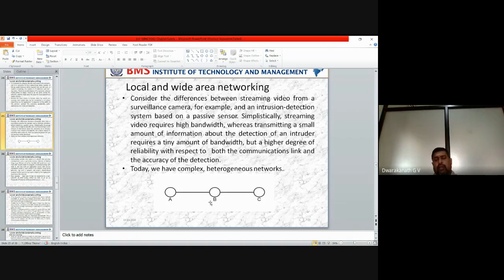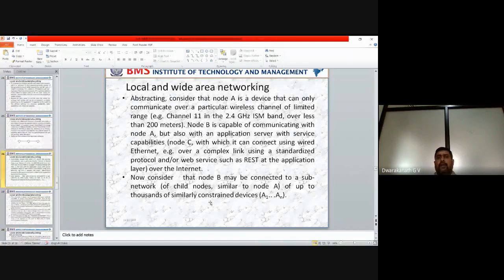So coming to these constraints on networks, abstracting, consider that node A is a device that can only communicate over a particular wireless channel of limited range. There is a restriction. Node A will always work with only this particular channel. Example, channel number 11 in the 2.4 gigahertz ISM band over less than 200 meters. It will work. Means node A can communicate only within a range of 200 meters, in the 2.4 gigahertz band on channel 11.